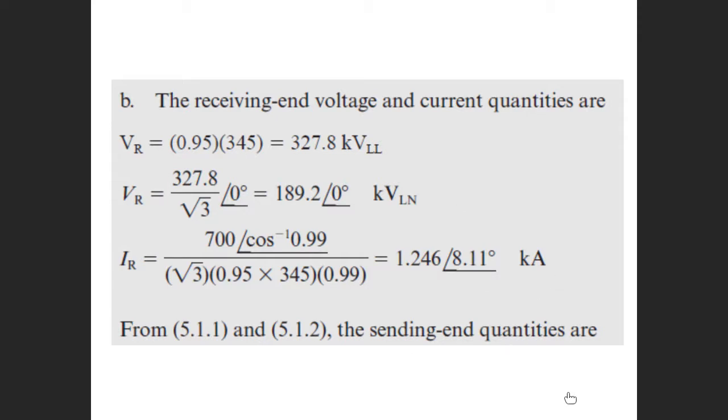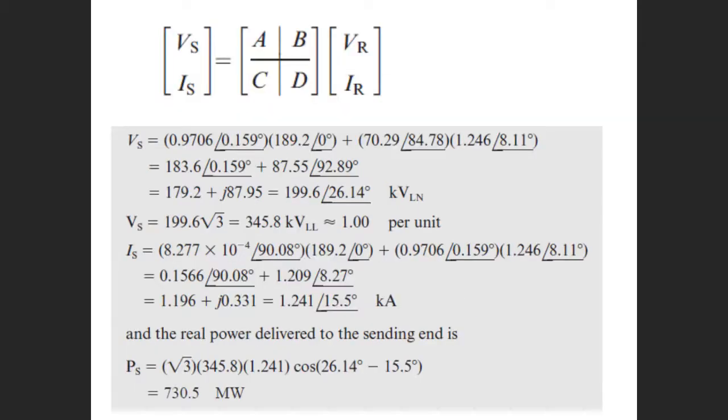This is per phase. Then we can calculate what we want, for example VS. Very simple, here we use ABCD. See now the importance of using ABCD. We can determine the sending end voltage, and then the sending end voltage in line to neutral becomes 345.8.